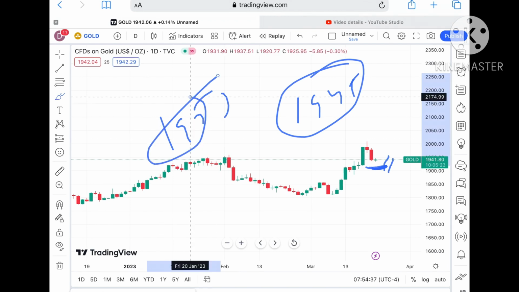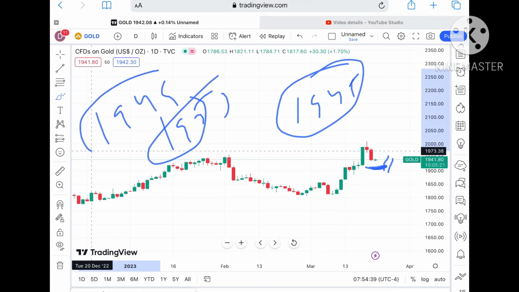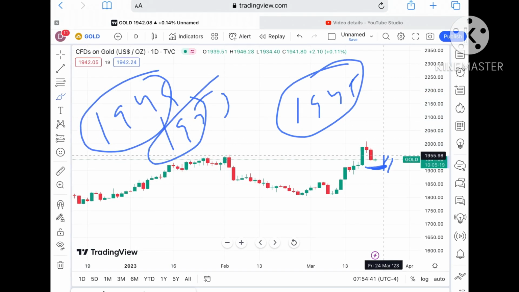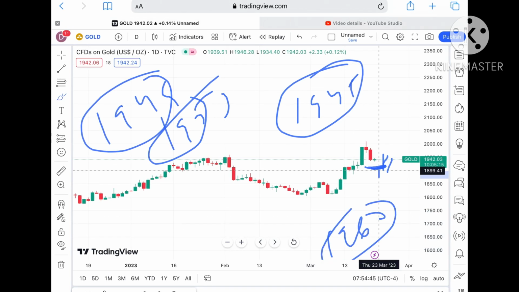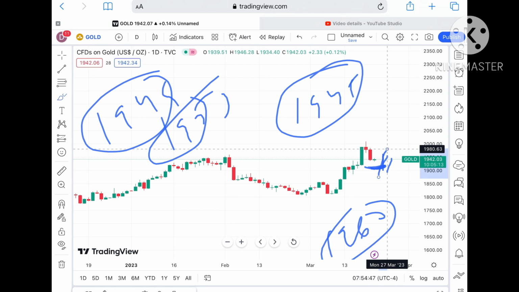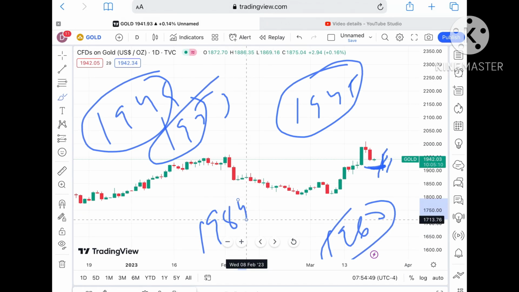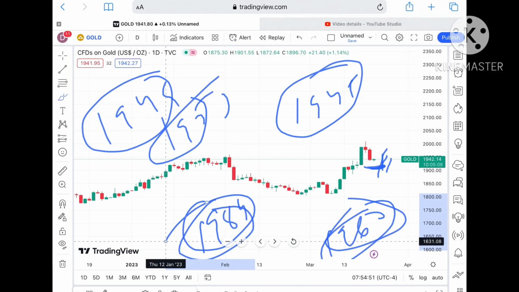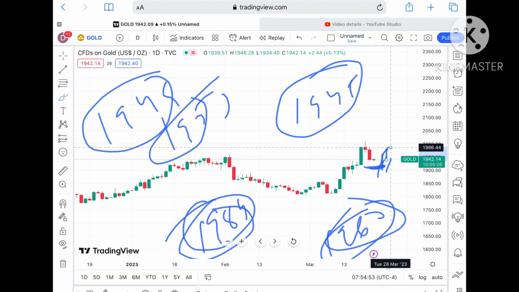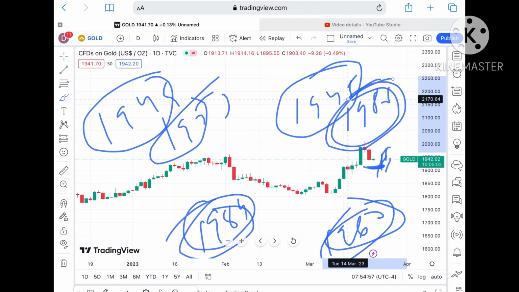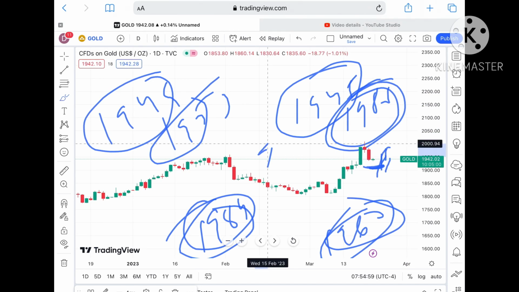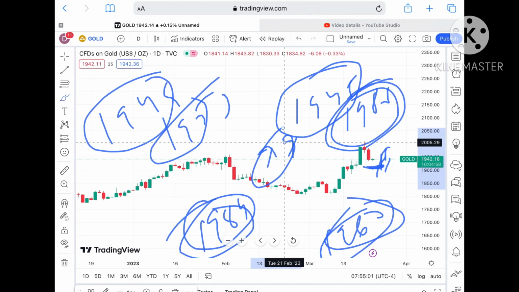After 1949, once the price sustains above this level, it can go further upside, and a probability of going towards 1960 is there. Once the price sustains above that zone, we can see a level of 1984. After 1960, the probability of touching 1984 is there, and from there it can go towards a level of 1986. Once it sustains above 1986, it can go further upside, and a probability of going further high is there.